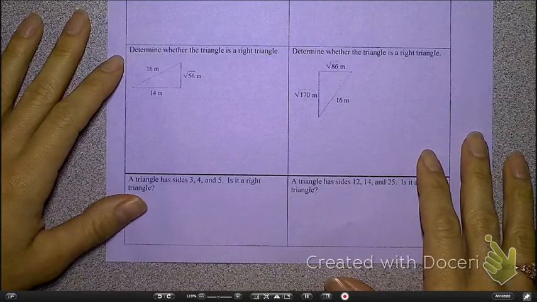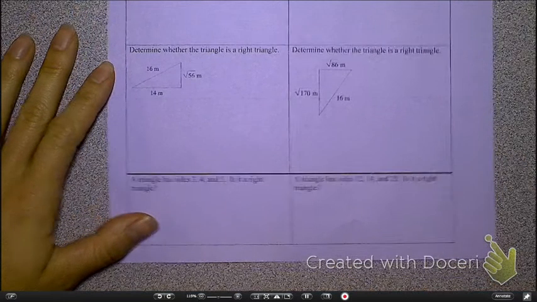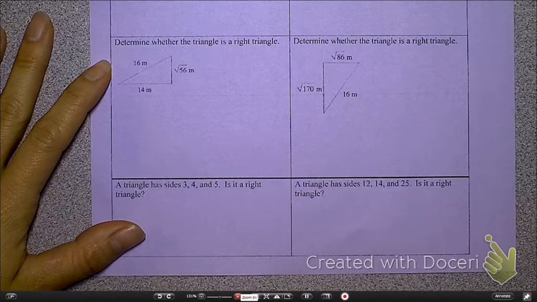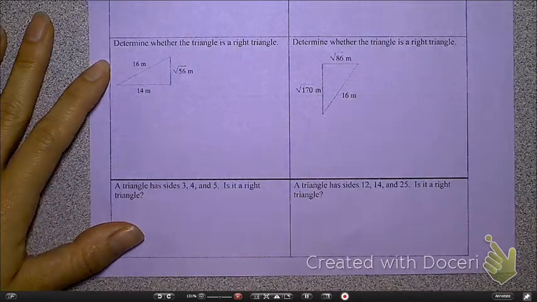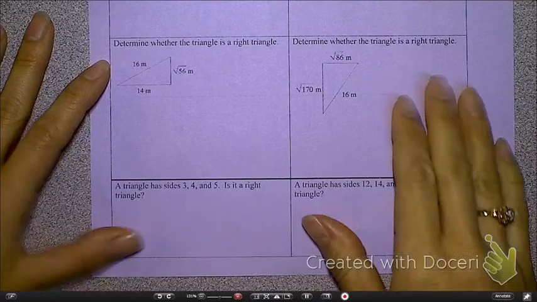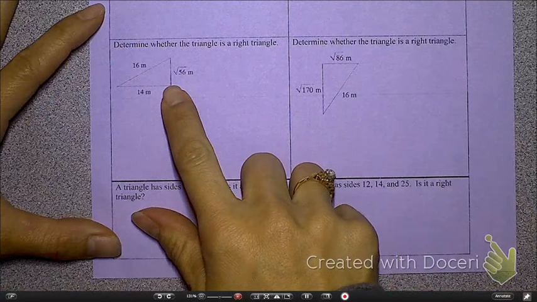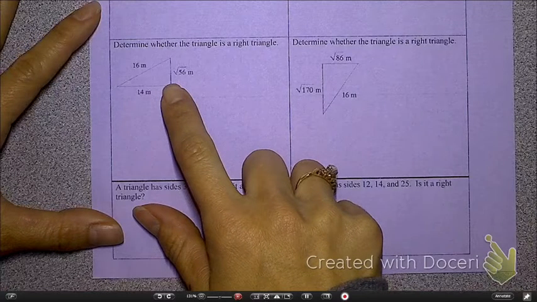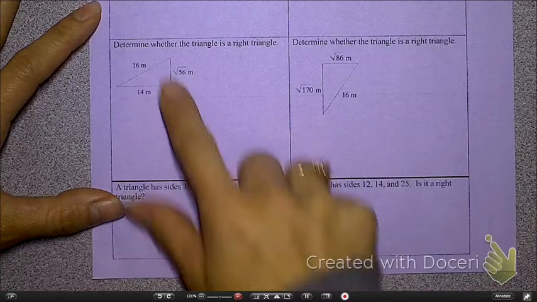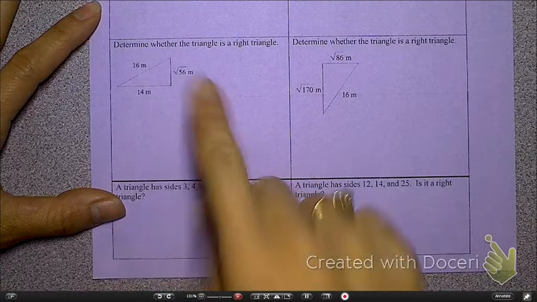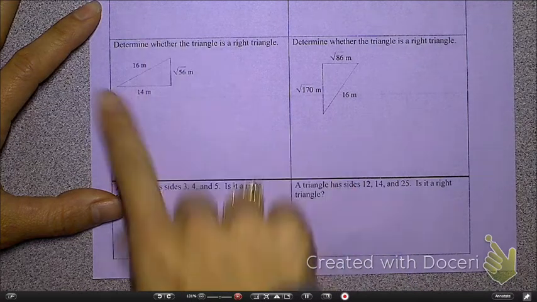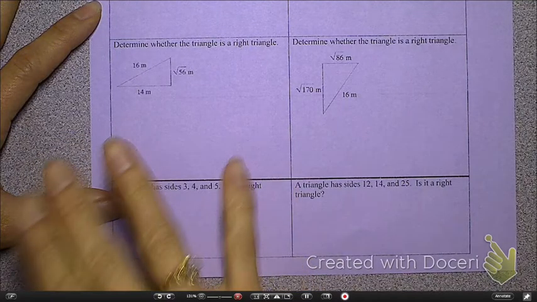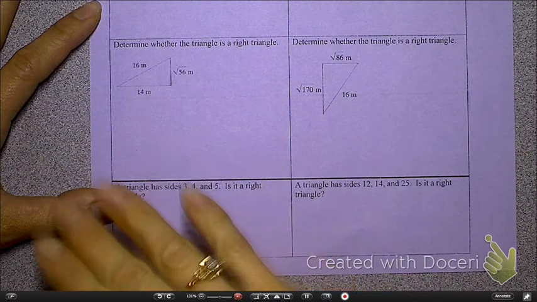Okay, so that one right there says determine whether the triangle is a right triangle. So we're trying to figure out, is the triangle a right triangle? It looks like a right triangle. It looks like a right angle here, right? But there's nothing marked here telling me it's a right triangle, so I'm not sure. So let's go ahead and label these A, B, and C, and put them in the formula, to see if they actually work out so that the formula is true.